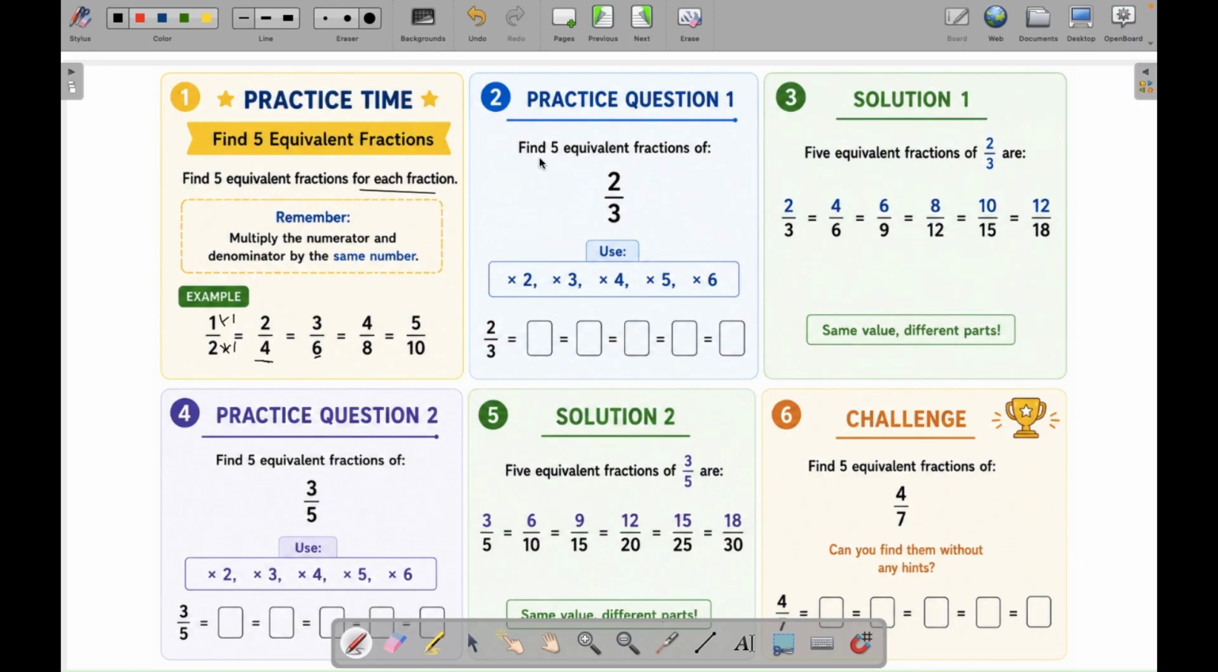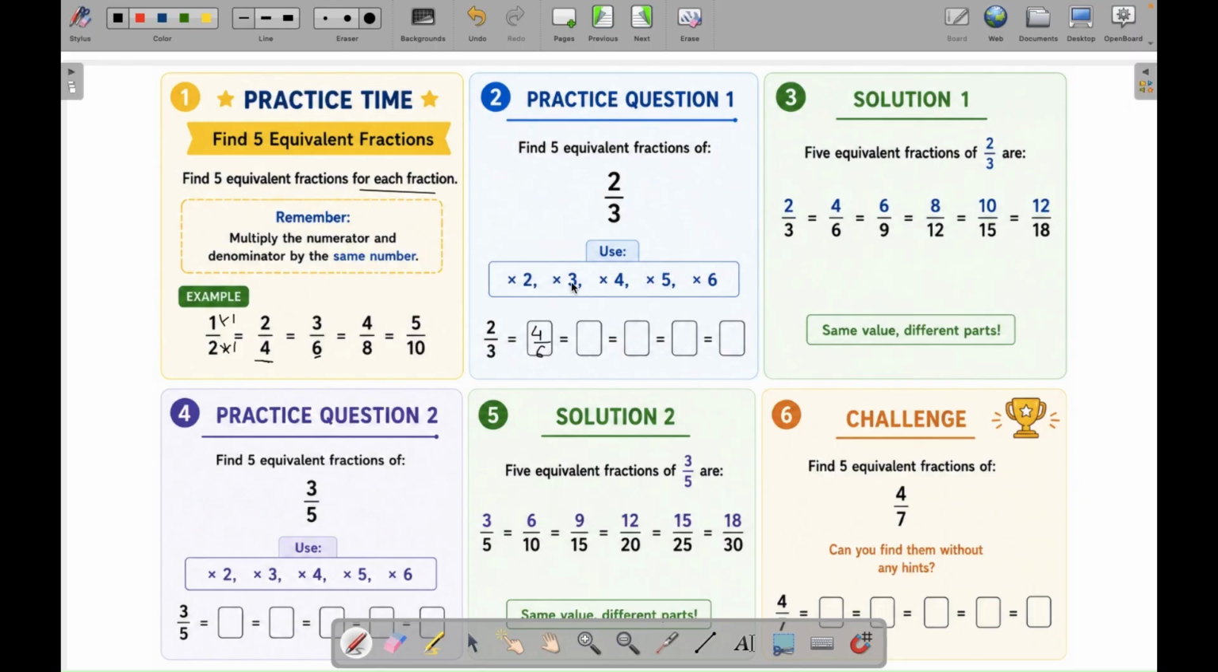Okay, let us now look at an example. Find 5 equivalent fractions of 2 upon 3. So 2 upon 3 is the number, and we need to find 5 equivalent fractions. To find the first equivalent fraction, we multiply both numerator and denominator by 2. I'll get 2 2s are 4 and 3 2s are 6.